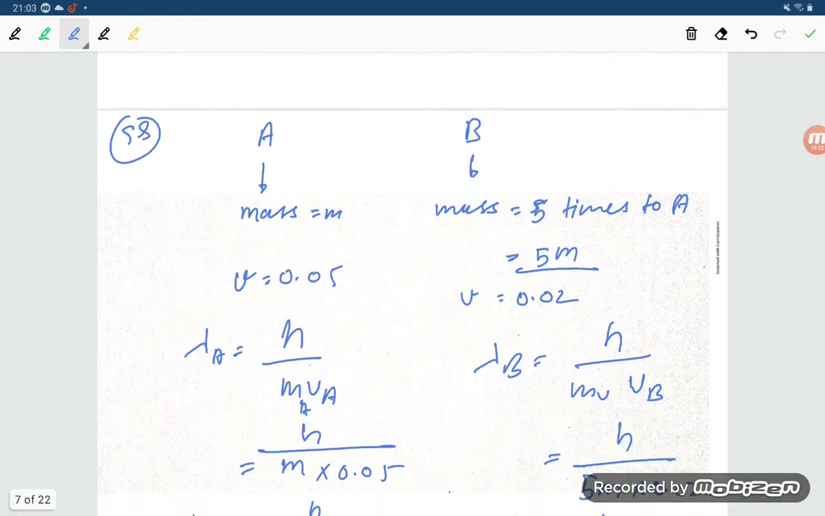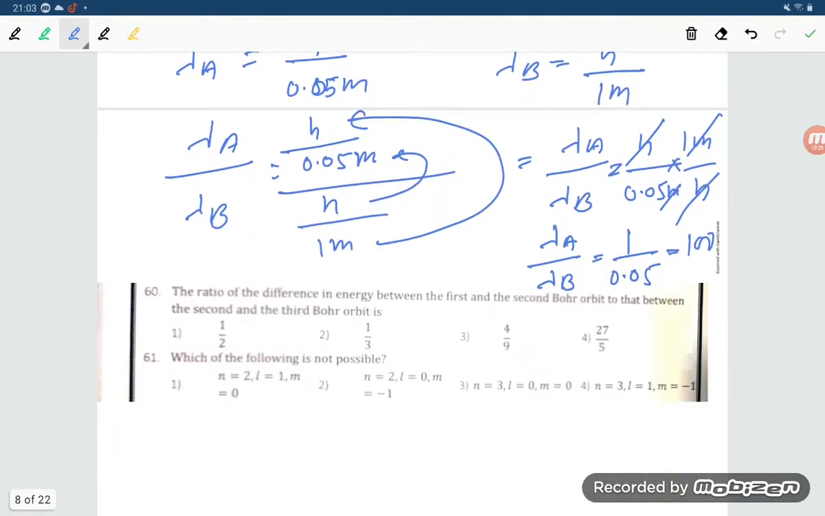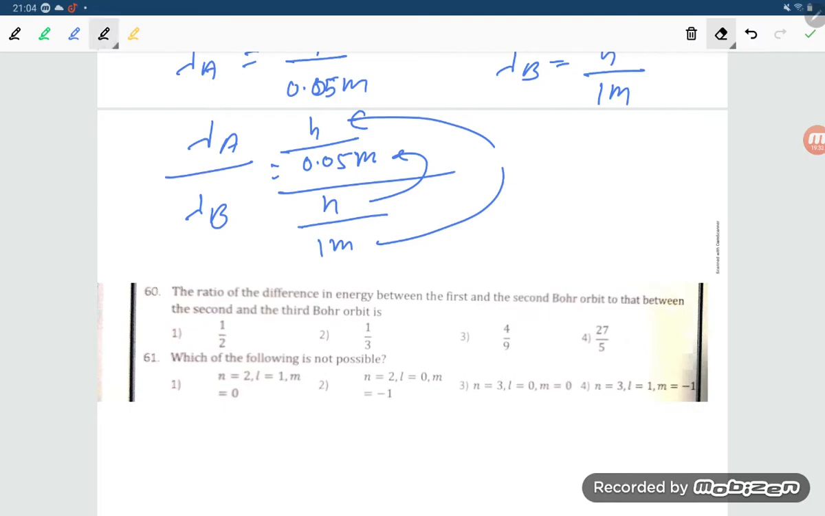Wait, students, wait, a little mistake we have made here. Wait, I am erasing this and will simplify again. I think we made a mistake in the calculation.